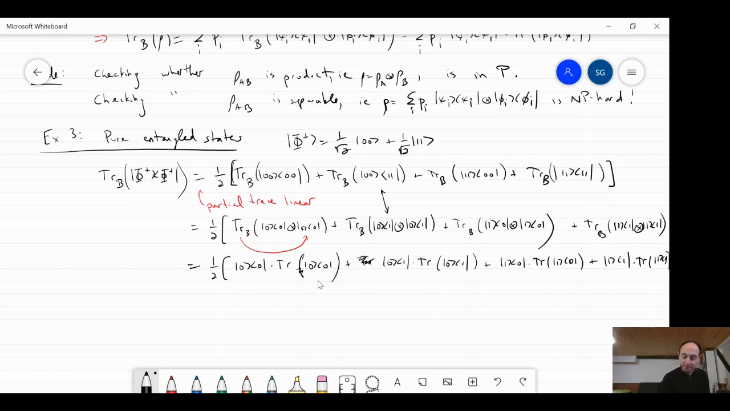Now we can simplify this. Here we have a half. This term is just 1 because the inner product of 0 with itself is 1.